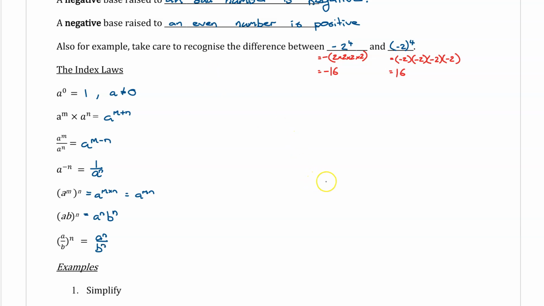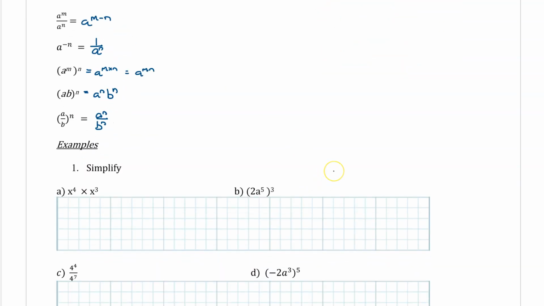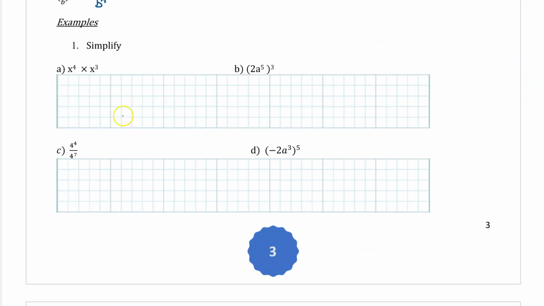So now that we've got those out of the way, let's go down and do some examples. Looking at example 1, simplify: we've got x to the power of 4 times x to the power of 3.